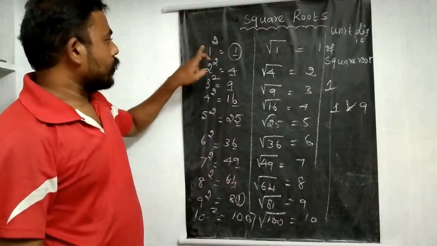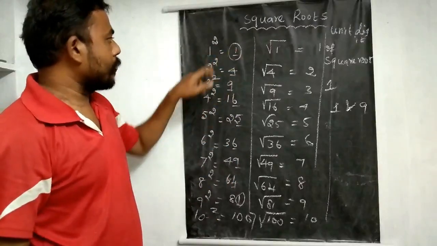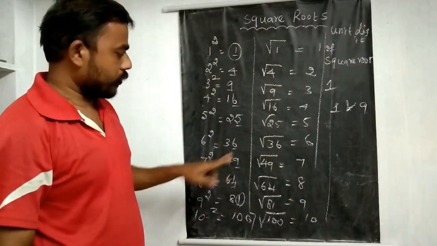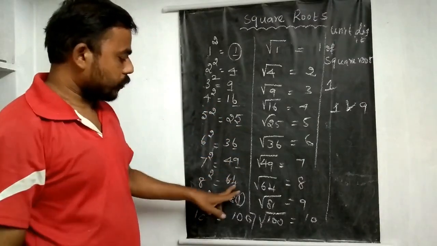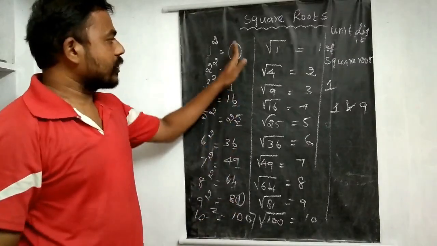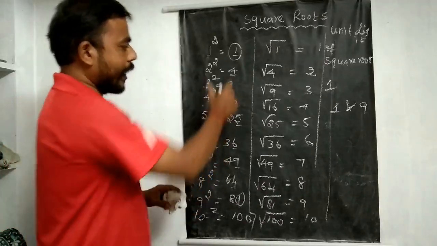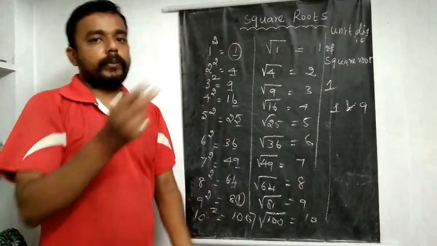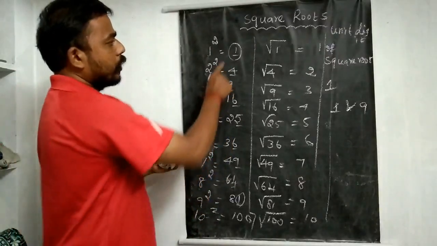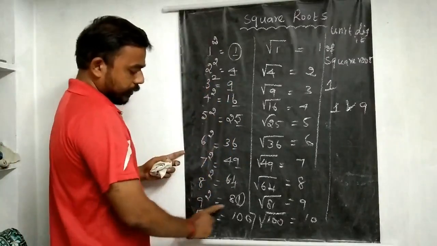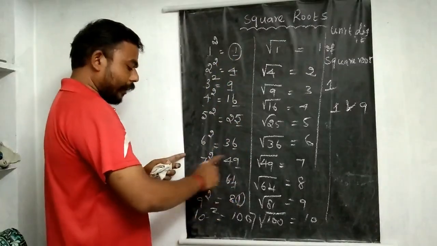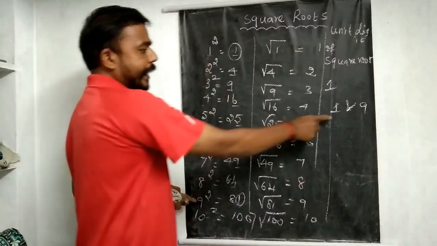So now the unit digit of the square of the number: 1 gives 1, 2 gives 4, 3 gives 9, 4 gives 6, 5 gives 5, 6 also gives 6, 7 gives 9, 8 gives 4, 9 gives 1, and 0 gives 0. Now think about the reverse case. If you have a square number, what are the possibilities for the unit digit of the square root? For 1 we have two answers. If the unit digit is 1, the square root unit digit is 1 or 9.